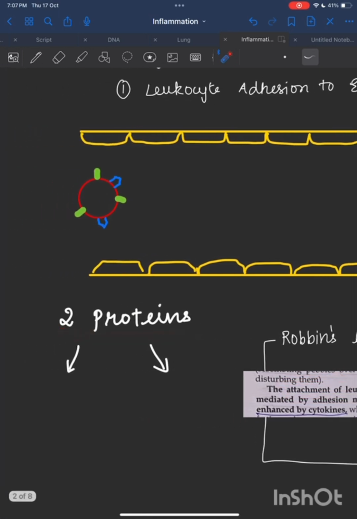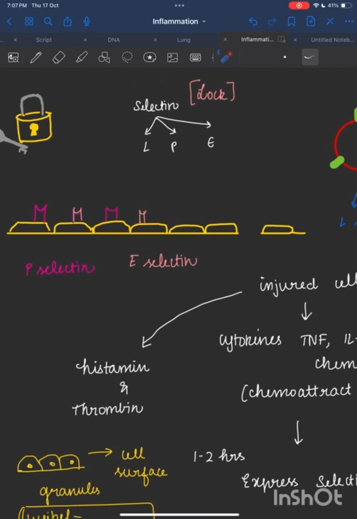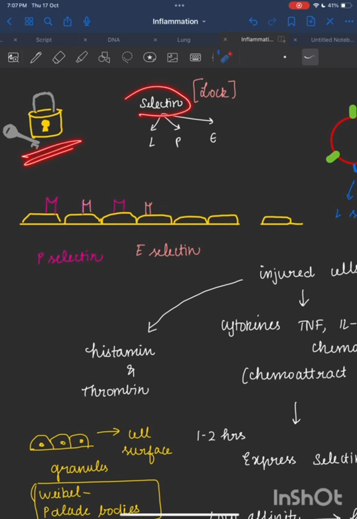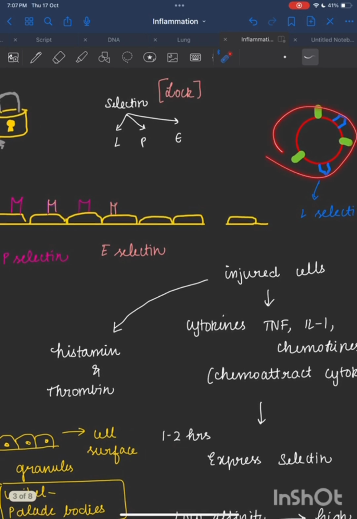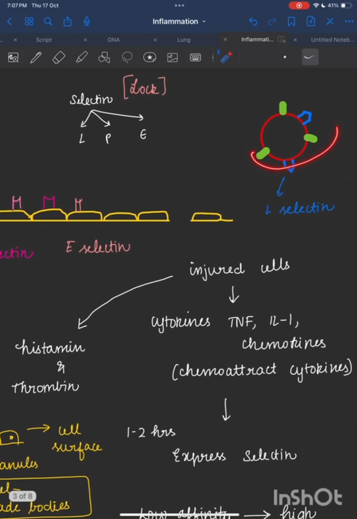There are two types of adhesion molecules. One is selectin and another one is integrin. First we will discuss selectin. Just think about lock and key and consider selectin as the lock. There are three types of selectin: L, P and E. P and E are expressed on endothelium, whereas L is expressed on leukocytes. P selectin and E selectin on endothelium, and L selectin on leukocyte.